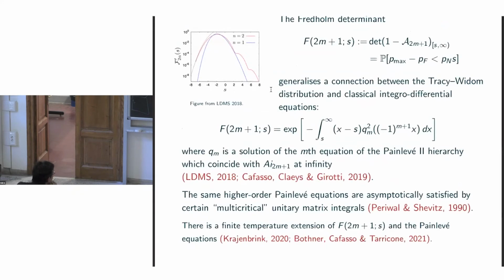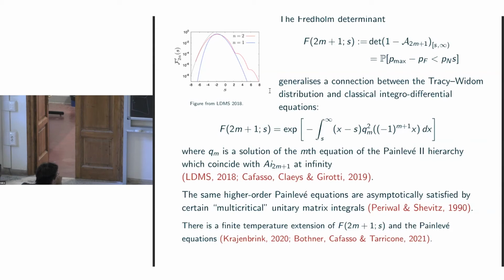And this also generalizes a connection with classical integral differential equations. In the case of the Tracy-Widom distribution, you have an expression in terms of the solution of the Painlevé II equation. And here it's the mth equation in the full Painlevé hierarchy which is satisfied by this. The equations were derived in Majumdar and Schehr's paper, and then it was proved that exactly the kernel they had found was the solution to these higher order Painlevé equations by Professor Claeys and Girotti afterwards.